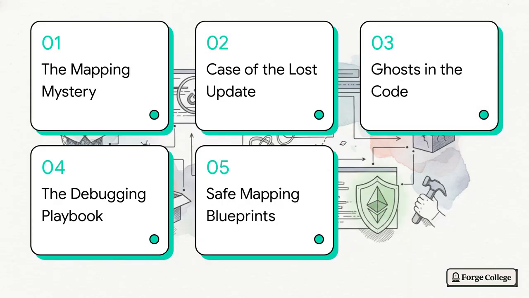Okay, so here's our investigation agenda for today. First step, the mapping mystery. Then, the case of the lost update. Third, ghosts in the code. Fourth, the debugging playbook. And we'll wrap it all up with safe mapping blueprints.